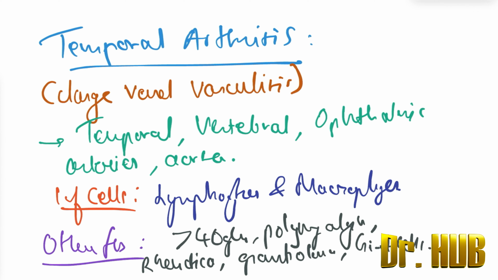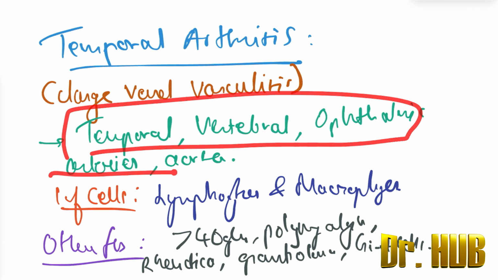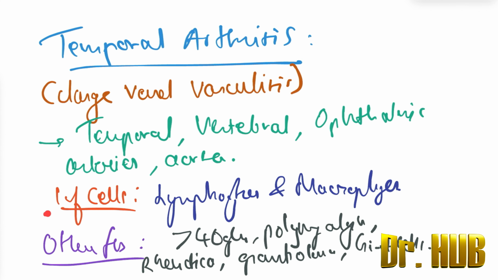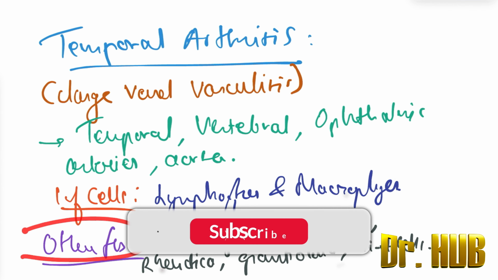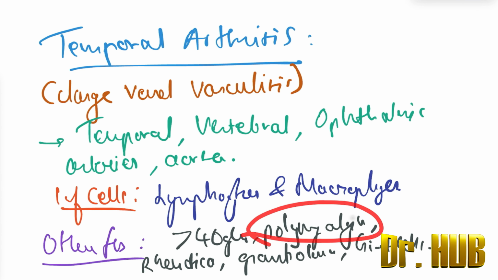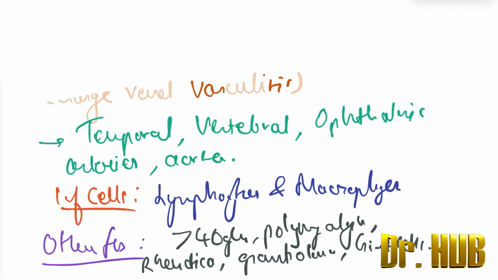So let's recap. We saw the temporal arthritis. It is a large vessel vasculitis. It involves the temporal, vertebral, ophthalmic arteries as well as the aorta. Inflammatory cells involved are the lymphocytes and the macrophages. Other features: it is greater than 40 years old, there is polymyalgia rheumatica, there are the granulomas as well as presence of the giant cells.